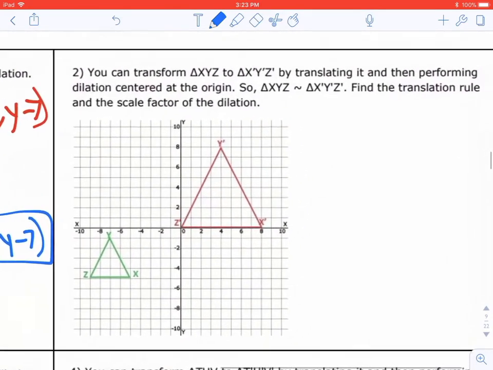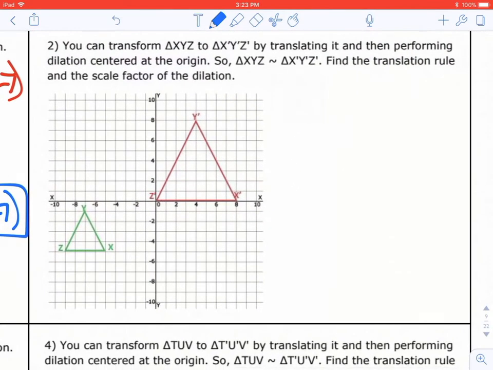Alright, so number 2 is a triangle problem. It says we can transform triangle XYZ to our image by translating it and then performing a dilation centered at the origin. So if you want to translate it and it's centered at the origin, then we need to compare z to z prime, since that one is sitting at the origin.